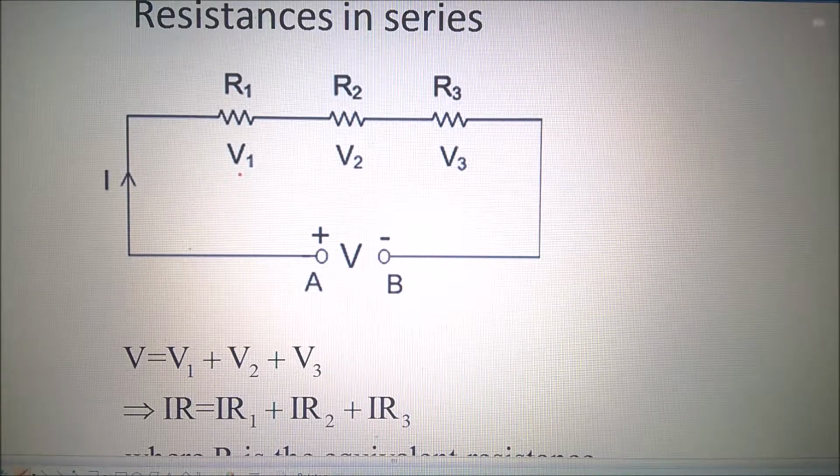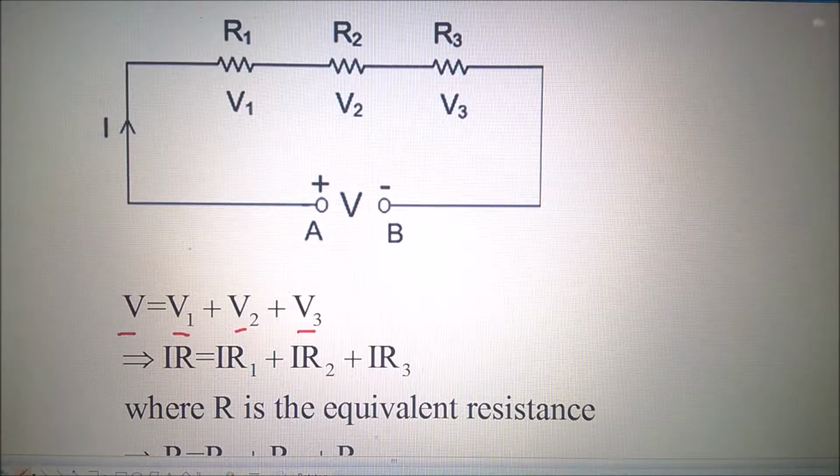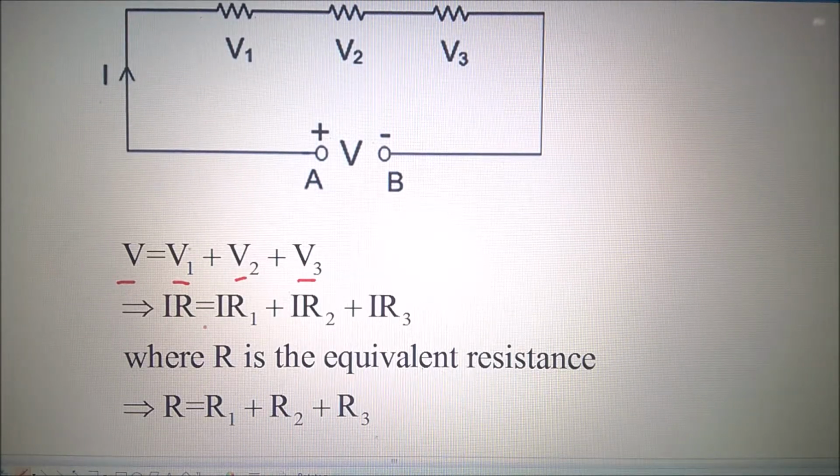And the summation of these 3 potentials V1, V2 and V3 will be equal to the supplied potential V, that I am showing here: V is equal to V1 plus V2 plus V3. And according to Ohm's law, if we substitute V by I into R, where R is the equivalent resistance, that means the resistance between A and B, then with simplification we'll find that the equivalent resistance between A and B is equal to R1 plus R2 plus R3. That means if the resistances are in series, then the equivalent resistance is the summation of these resistances. Then we can find the equivalent resistance between any 2 points if they are in series.